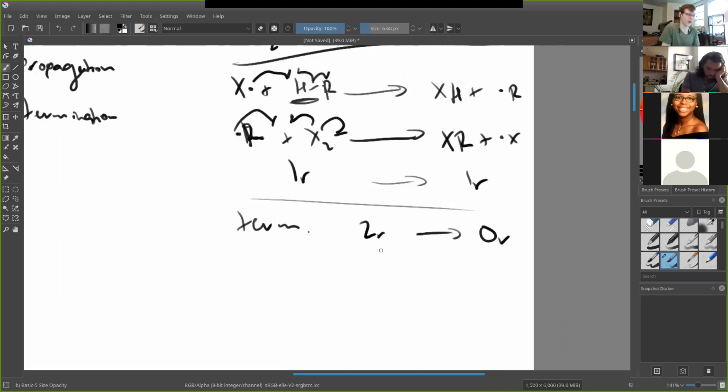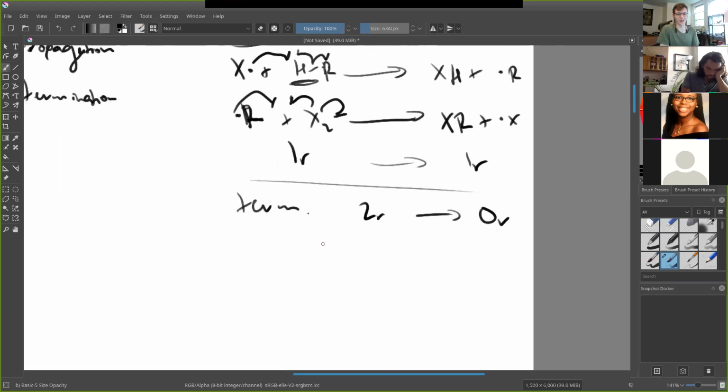So 2 things that are radicals combine. Termination is the step where they could say, list 4 possible termination reactions or something. There's a lot of them because all you have to do is take any 2 radicals that you got at any point and stick them together.